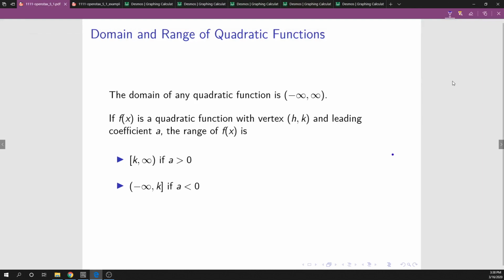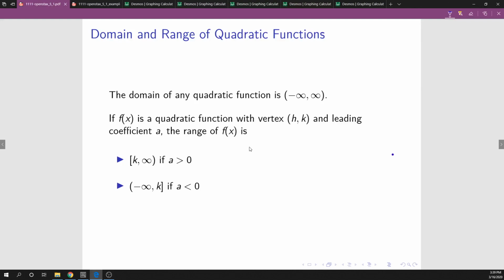So that's pretty straightforward. There are no issues. Remember, the only two issues that we really talked about were the division by zero issue and the square root or even root issue with finding domains, and the quadratic has neither of those issues. So the domain is all real numbers. So that's pretty straightforward.